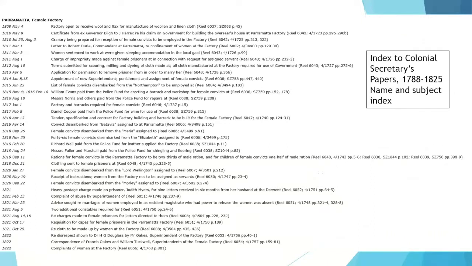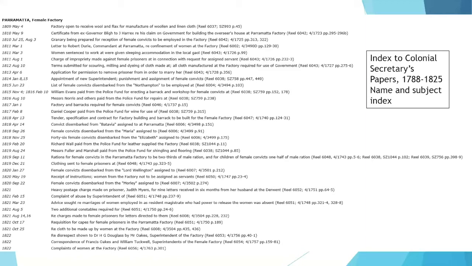Now, the Colonial Secretaries Index comes up a little bit in this talk, so I'll just mention the early index. So the early index to the Colonial Secretaries Papers covers the years 1788 to 1825. It's primarily a name index, so you can look up the name of an individual who was in the colony at that time, and a lot of them will have letters that were written by them or about them, and those letters will be listed with that person's name. And it's also a bit of a subject index as well. So here we've got Parramatta female factory.